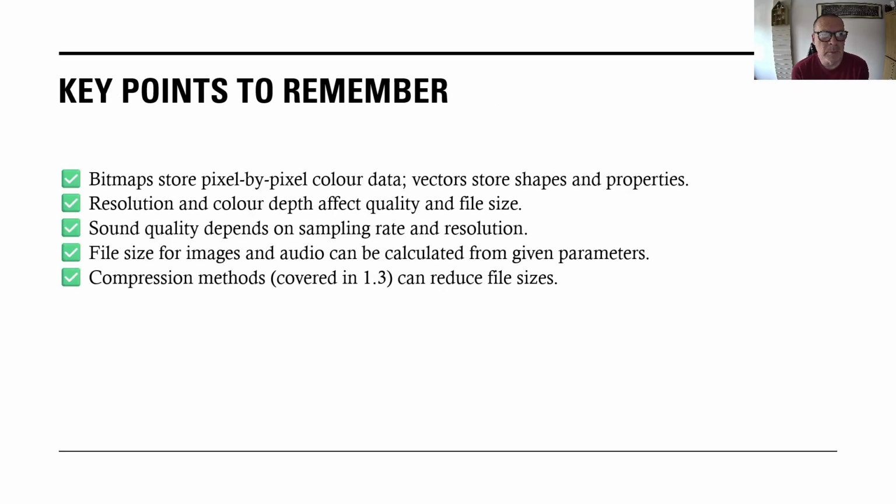Here are some key points to remember. Bitmaps, remember we store those with pixels and color data. Vectors, we store drawing objects, the shapes and the properties of them. Resolution and color depth affect the quality and file size for images. Sound quality depends on both the sampling rate and the sample resolution. The file size for images and audio can be calculated just with a few parameters. And in the next section, 1.3, we look at compression methods, which can be used to compress some of these files because they do end up being rather large.